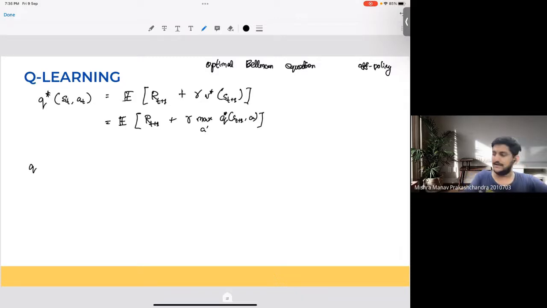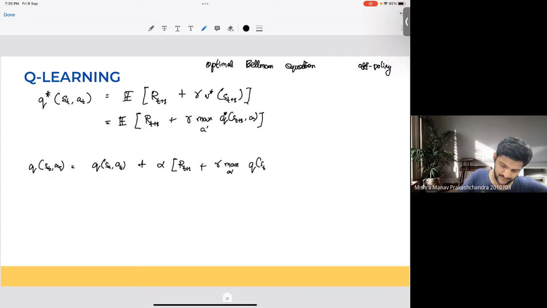So you have your Q of ST, AT is equal to Q of ST comma AT plus alpha, T plus 1, comma max A prime, Q of ST plus 1, A prime, minus. Okay, so this is the Q learning update state. Okay.